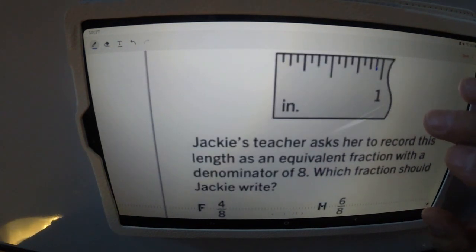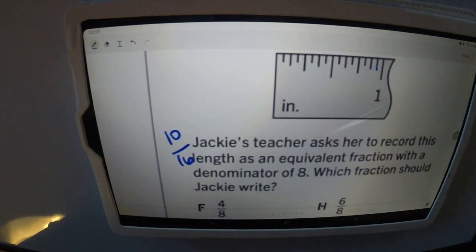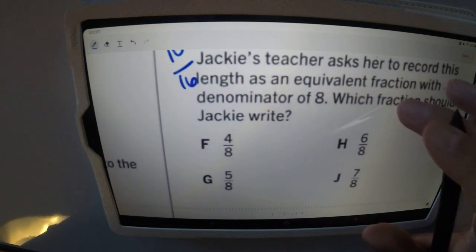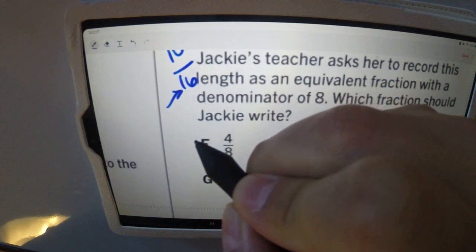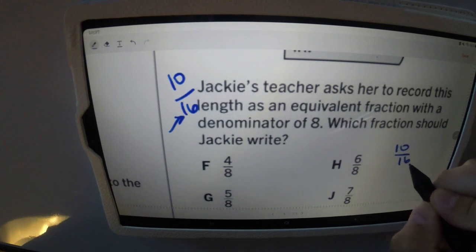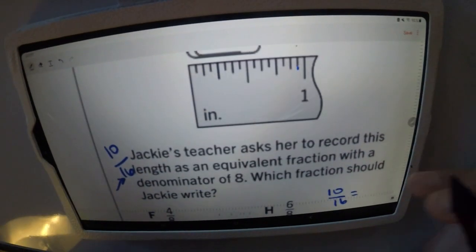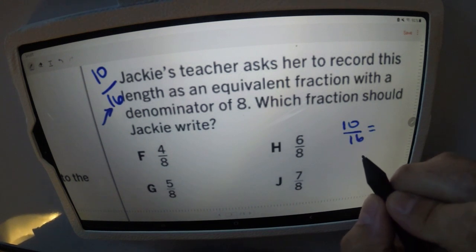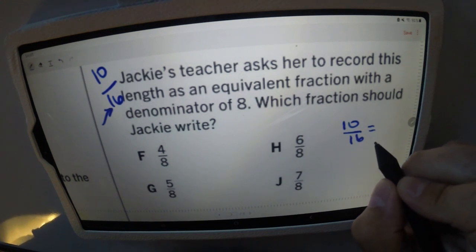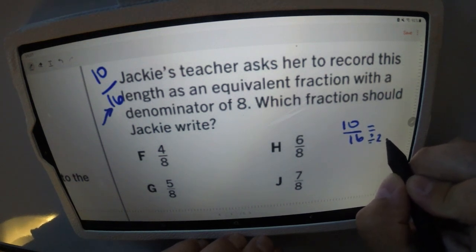Jackie's teacher asks her to record this, 10 over 16, as an equivalent fraction with a denominator of 8. All right, so the denominator is the bottom number. In order to get to 8 on that number, 10 over 16, how do we get to 8? We're going to go this way, and for the sake of it, we're going to divide. Remember that we want this bottom number to equal 8. So how do we get from 16 to 8? We divide it by 2. 16 divided by 2 equals 8.